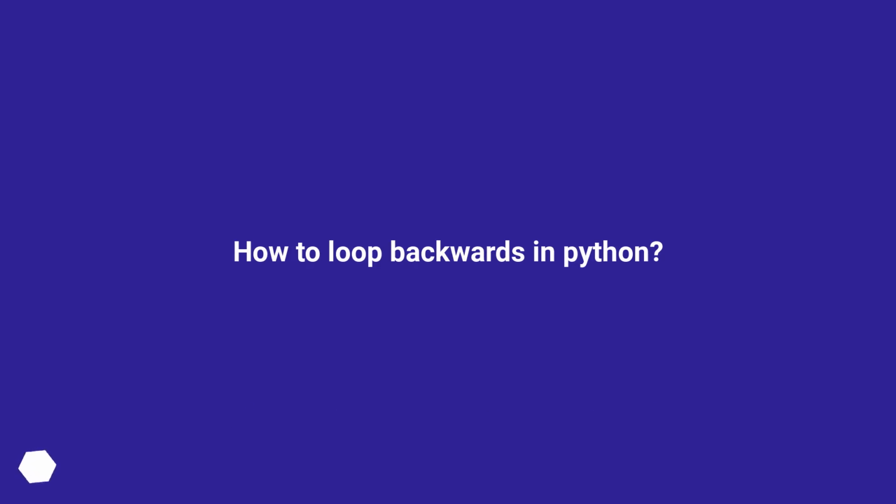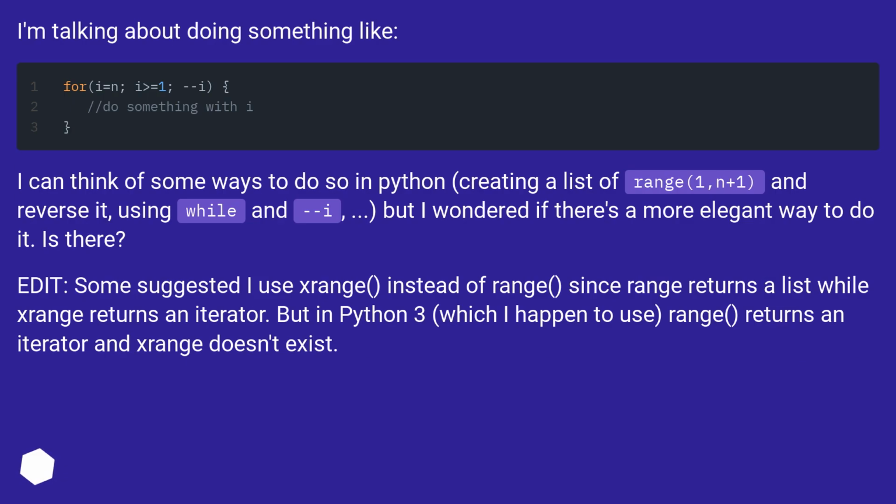How to loop backwards in Python. I'm talking about doing something like this. I can think of some ways to do so in Python: creating a list of range 1 to n+1 and reversing it, using while and i, but I wondered if there's a more elegant way to do it.